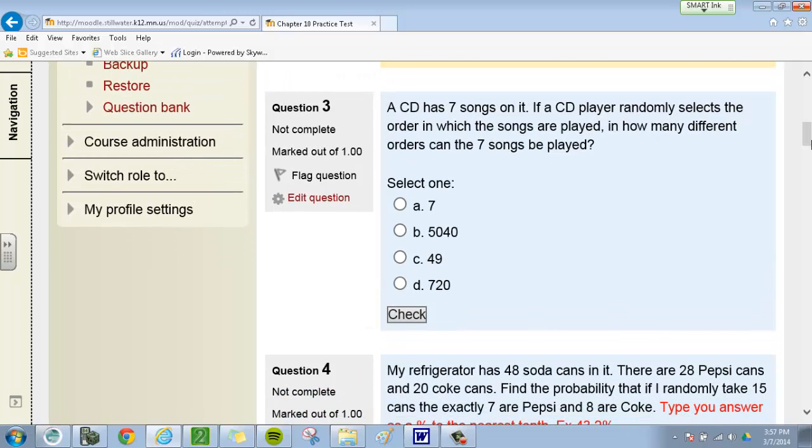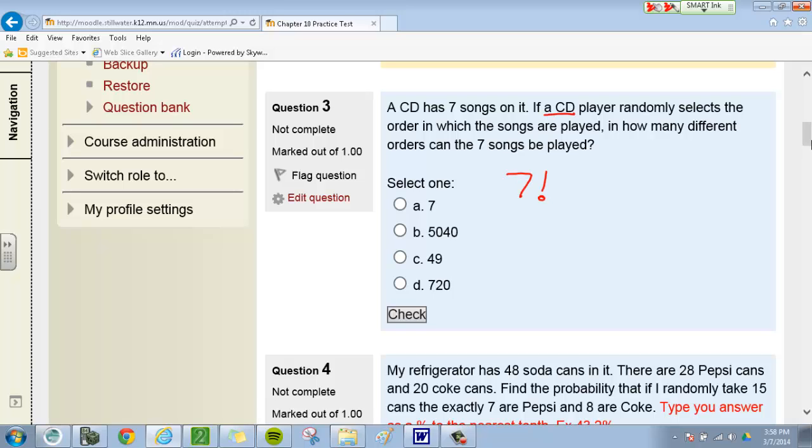Okay, question number 3 says the CD has 7 songs on it. If a CD player randomly selects an order in which the songs are played, you can randomize and it plays all the songs. How many different orders can the 7 songs be played? Well, this is a fairly simple problem. It's just like each song's a letter in a word, and all the letters are different. So this just turns out to be 7 factorial.